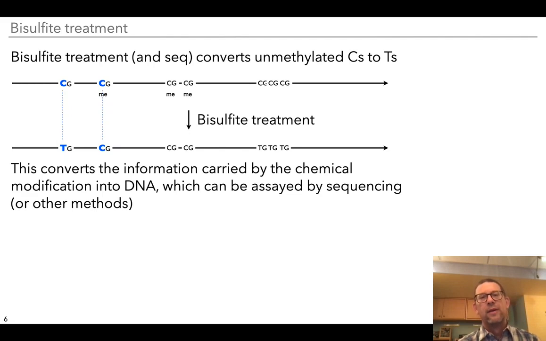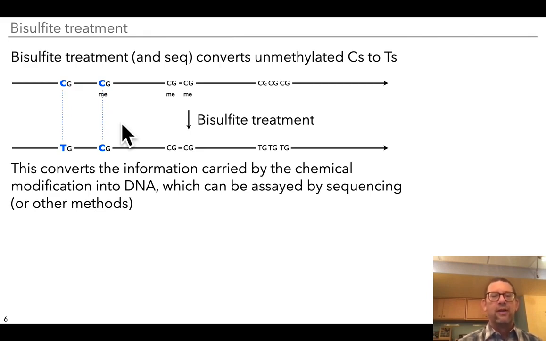Bisulfite treatment is a chemical treatment that converts unmethylated Cs to Ts. So along the genome, we have Cs here. Some are unmethylated and some have a methyl group attached. And after bisulfite treatment, Cs that are unmethylated get converted into Ts, and methylated Cs are untouched. Now, remember that in mammals, most Cs are not in a CpG context and are therefore unmethylated. So this essentially changes the genome into a genome with 3 bases.